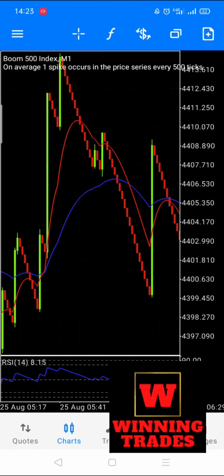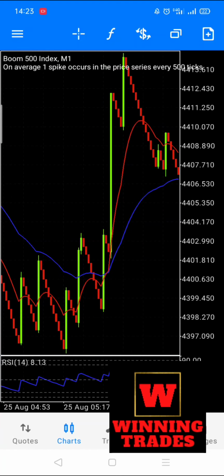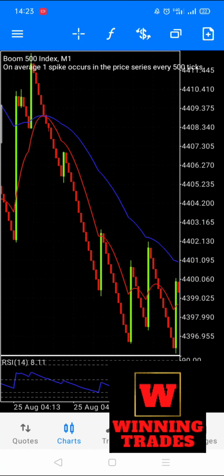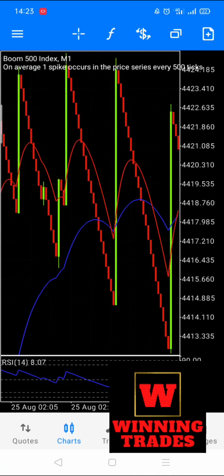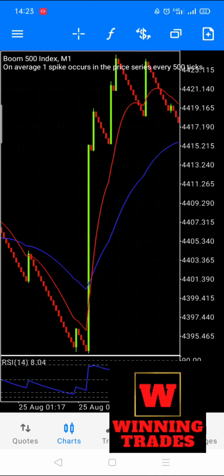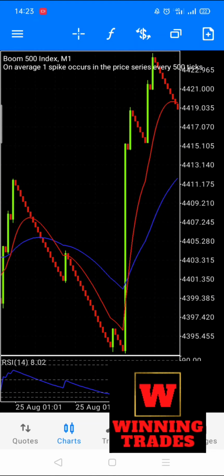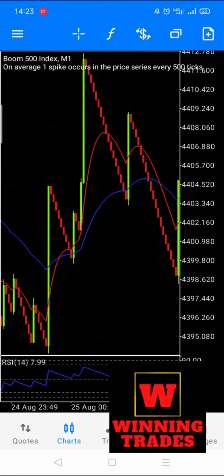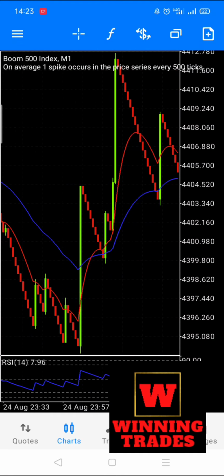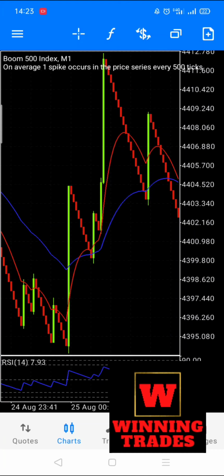Now let's go back for another example. Let's look out for where the 13 EMA crosses above the 50 EMA. Okay, let's look for a perfect example. Okay, look at this long spike here caused this 13 EMA to go above the 50 EMA. Now look at when price came back, what do you do? You put a buy order. What do you get? Look at good profit all the way up to this point.